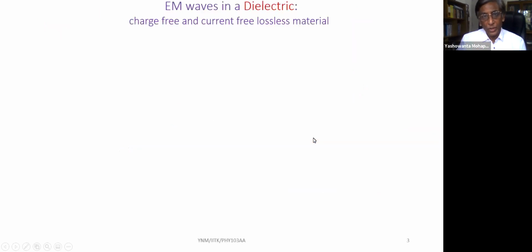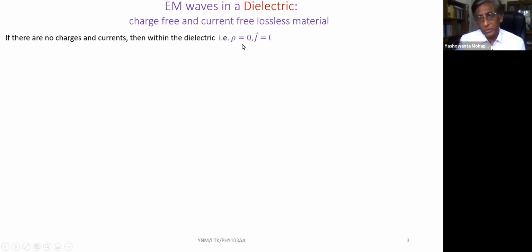EM waves in a dielectric, which means it's also a charge-free and current-free lossless material, meaning there is no Ohm's law or no loss of energy because of traveling within the medium. That is what I mean by lossless material. If there are no charges and currents, then within the dielectric, of course, rho f is zero, free charge is zero, and there is no current.